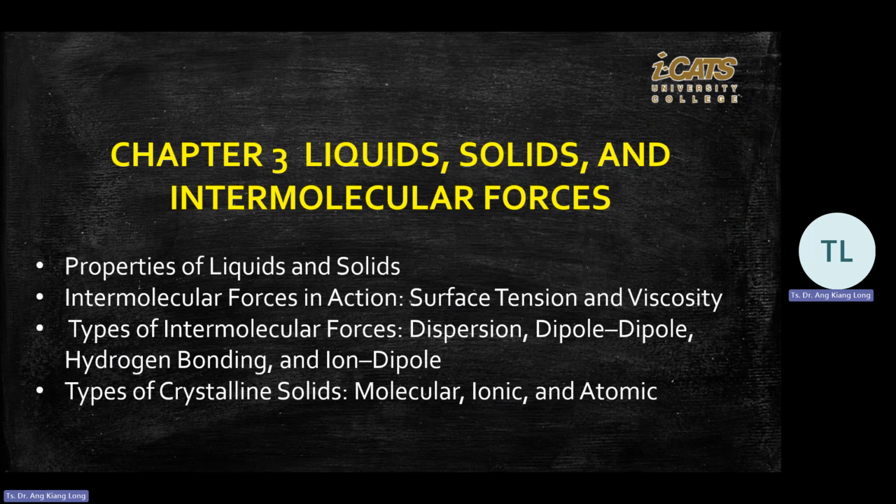So in chapter 1, you were already exposed to how to identify covalent bond, ionic bond, and so on by looking at the periodic table. Now we look at covalent bonding, specifically these types: dispersion, dipole, hydrogen bonding, and ion dipole bonding. And we look at crystalline solids.